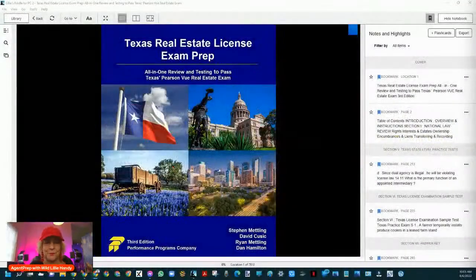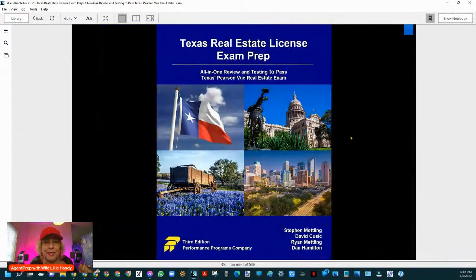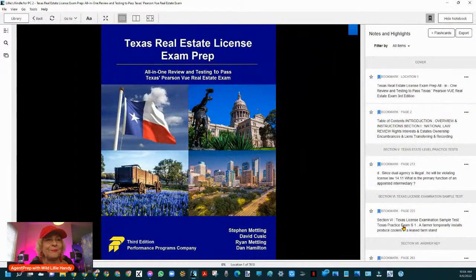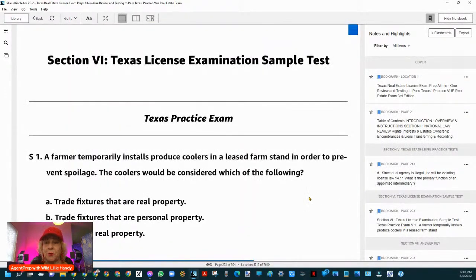So here we go. This is the book that we're using, Texas Real Estate License Exam by all these authors. Let me show you the book. This is the exam that we're using out of this book, Texas Real Estate License Exam Prep from late 2001. And this is as if you're actually taking an exam.